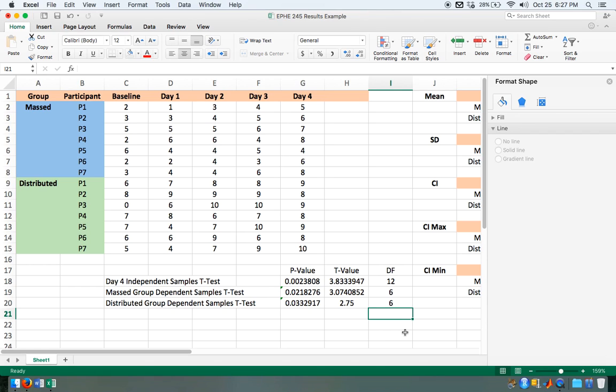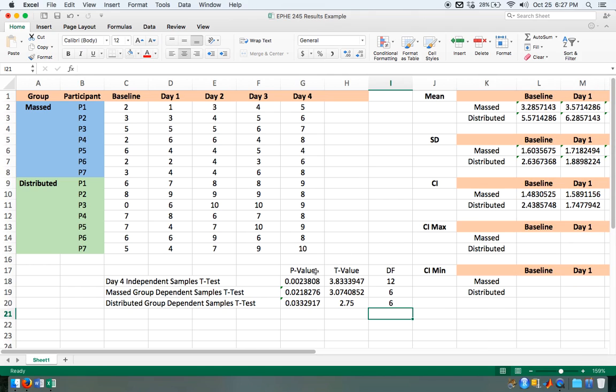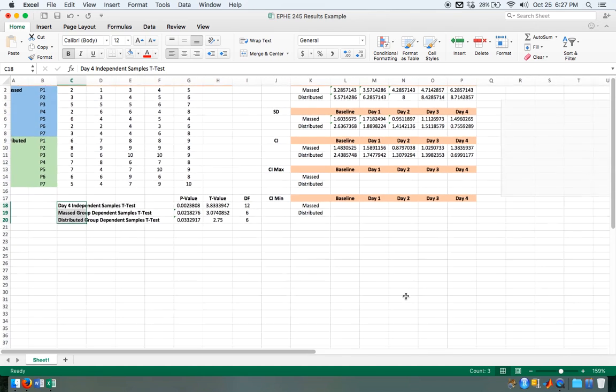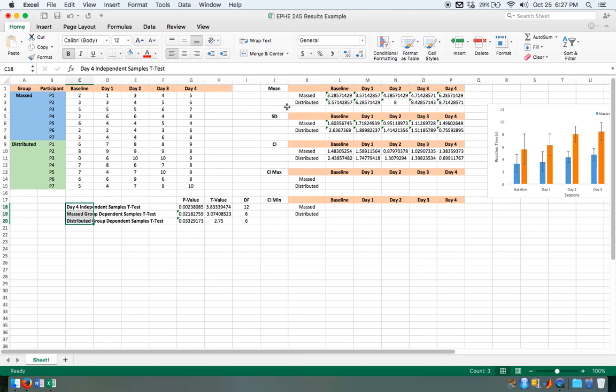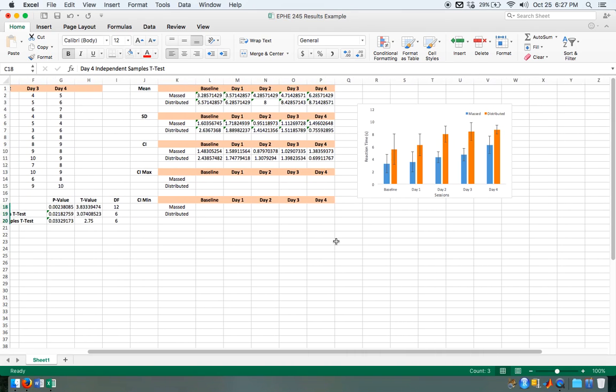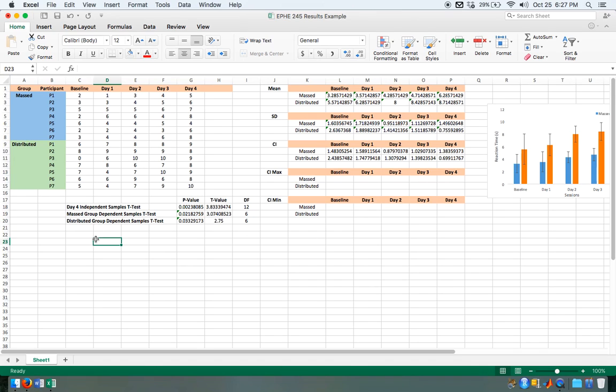So what we have now is our data, our means, our standard deviations, our confidence intervals, and our figure that's started, but you're going to have to finish it with things like captions. And we have 3 t-tests done. There are 2 other things we need to do. We need to first report our statistics, but we also have to do tables. So the next step is to create a table.